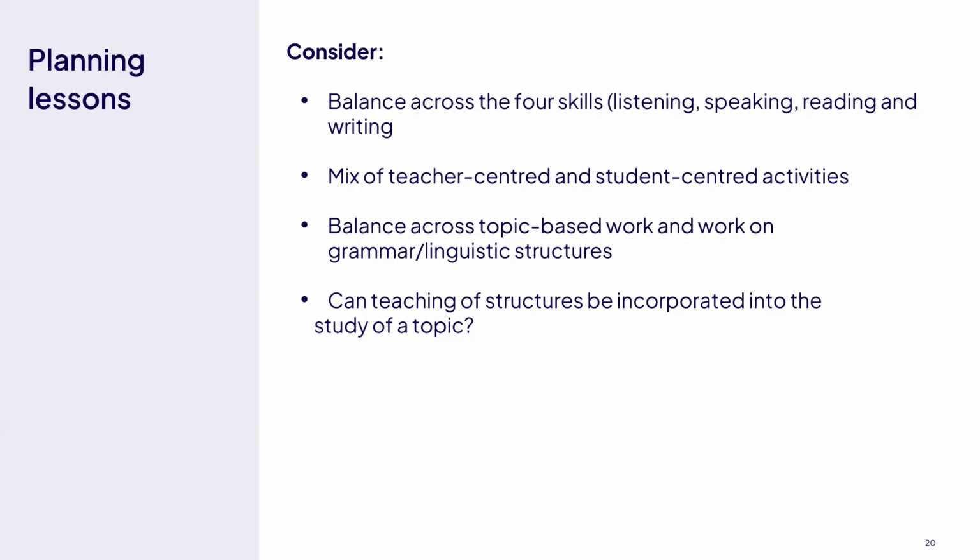So just to recap then, we're looking at the balance across the 4 skills. We're looking for that mix of teacher-centered and student-centered activity. And at the beginning of year 12, you will need to direct everything quite closely and allow only little bits of independence. But we think about how we build that independence. What we're looking for is by the end of year 13 that they are ready for university level study, and the levels of independence that will bring with it.